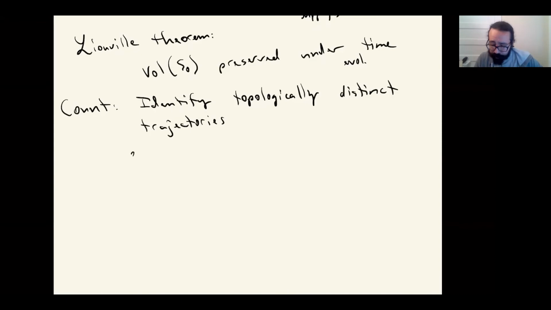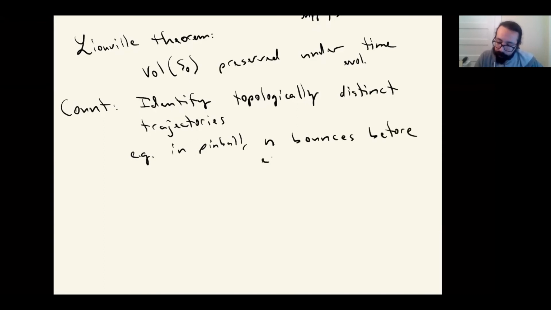In pinball, this is not so hard to visualize, at least. If we have n bounces before an escape, then the rough ordering of which bumpers you hit is a basic classification of the trajectories, right? So just lists.